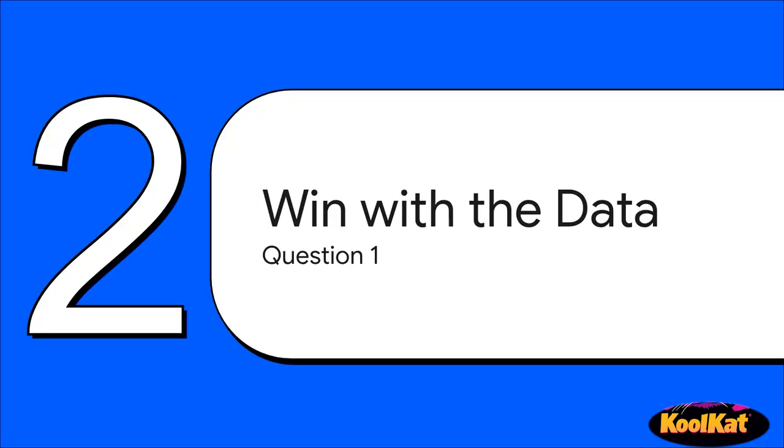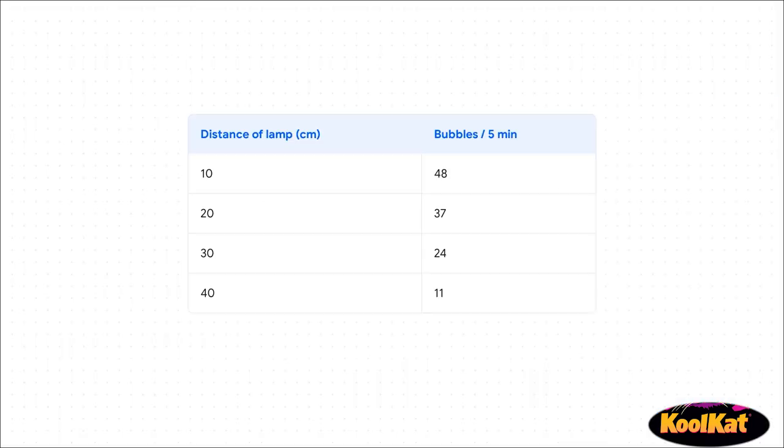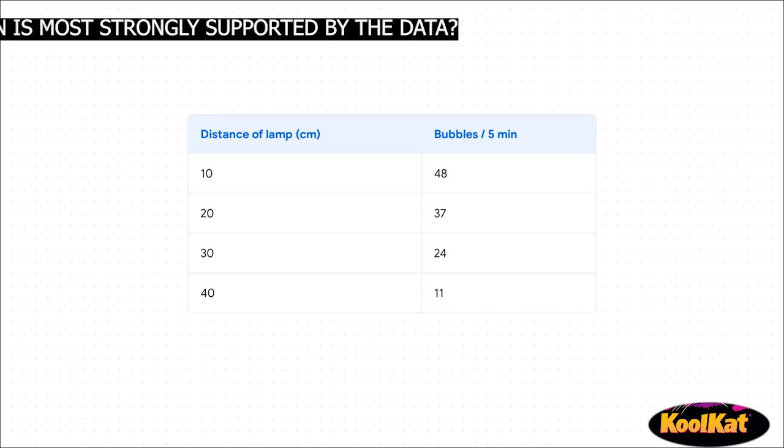All right, now that we totally get the setup, we are ready to look at the first question. This kind of question is great because it's all about the data. The answer is literally just sitting there on the table waiting for us to find it. Now let's just look for the pattern here. It's a story told in 2 columns. Look at the first column. The distance of the lamp goes up, right? 10, 20, 30, 40. Now look at what happens in the second column. The number of bubbles goes down. 48, 37, 24, 11.